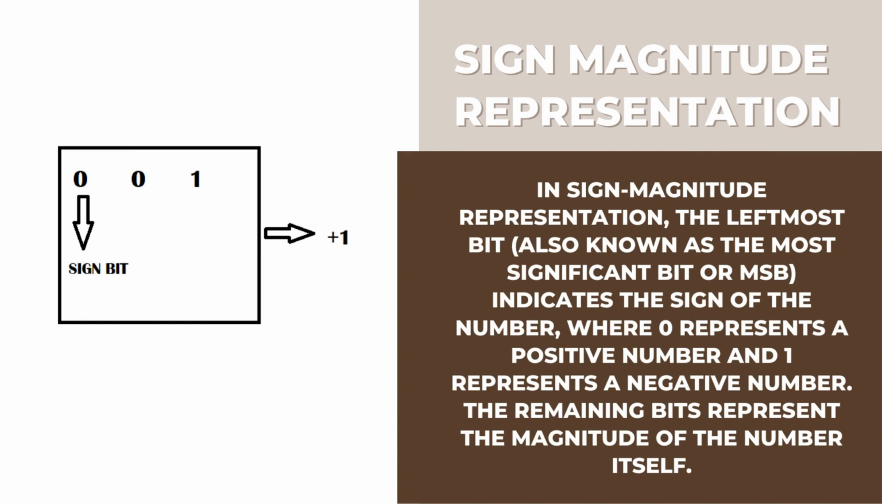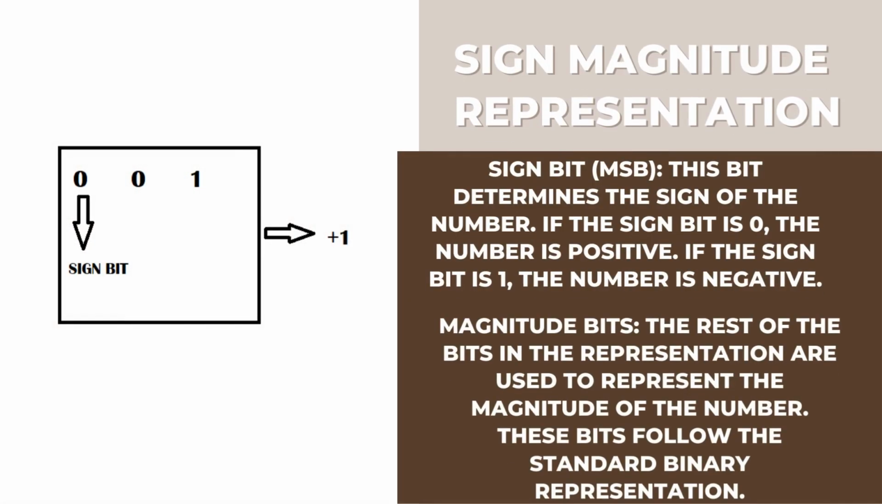The remaining bits represent the magnitude of the number itself. Sign bit. This bit determines the sign of the number. If the sign bit is 0, the number is positive. If the sign bit is 1, the number is negative.